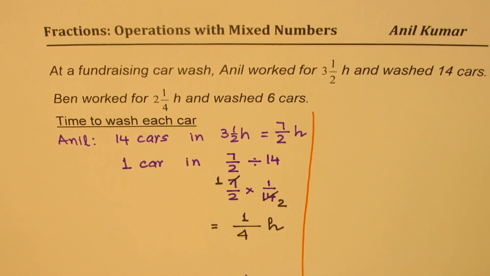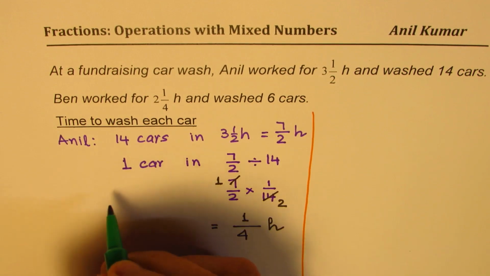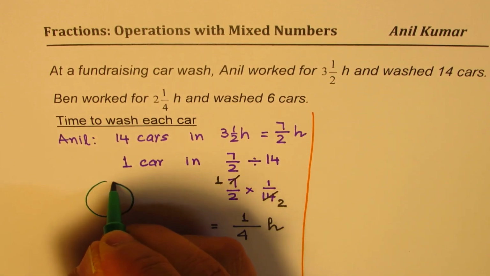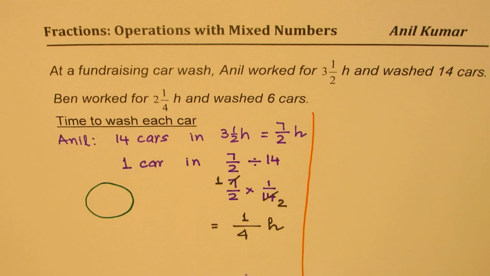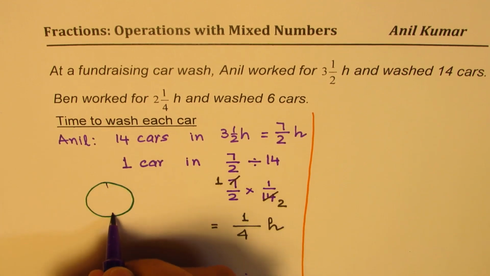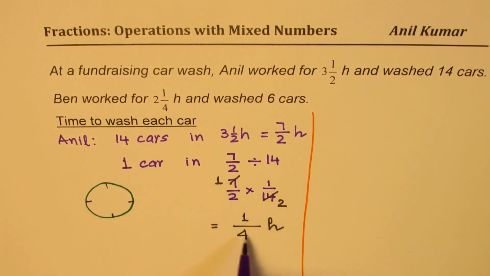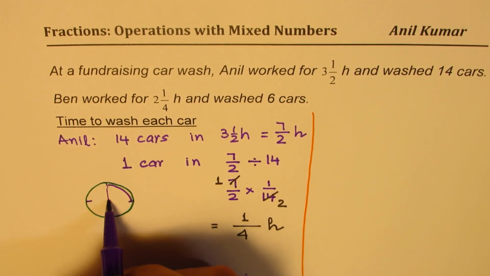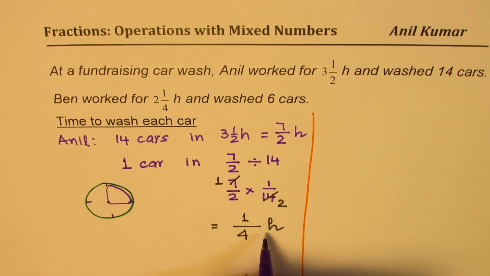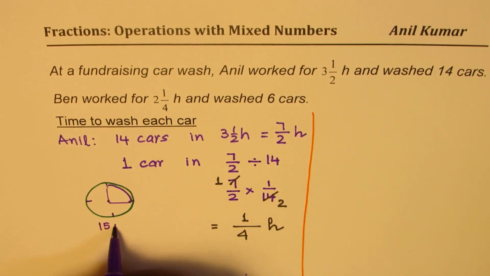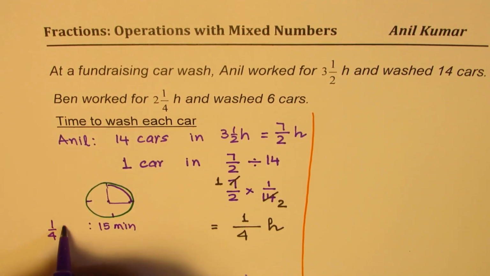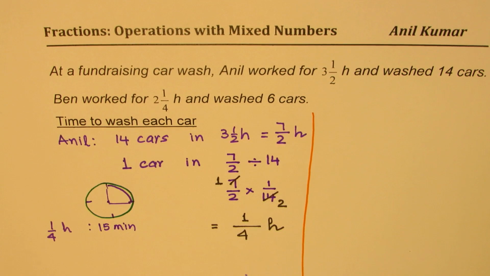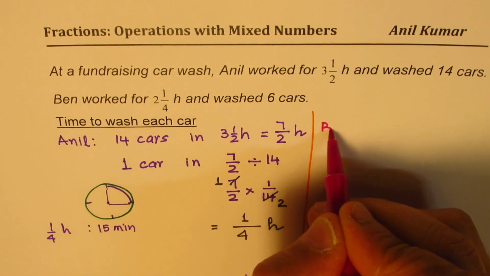That means, so think about a clock when you're talking about all this, right? So this is your hour. So this is half an hour. So 1/4 of an hour is this much distance, right? So basically that much time he takes, quarter of, that means 15 minutes. Right? So whenever I'm saying 1/4 of an hour, it means 15 minutes. Clear? Okay. Now let's do the same calculation for Ben.